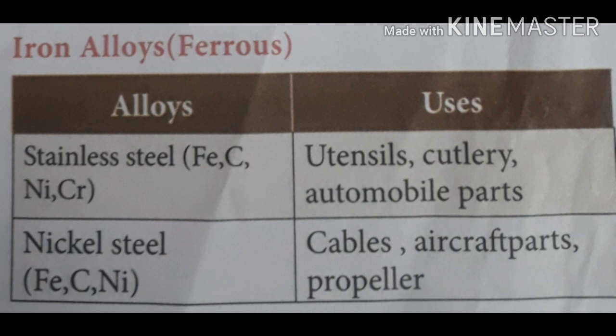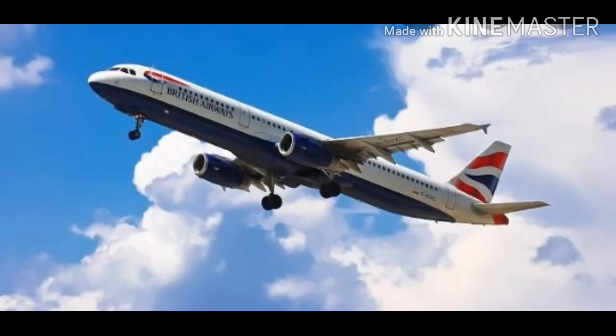Next one is nickel steel. Here the major part is iron, along with the metal nickel and the non-metal carbon. These 3 things are present in it: nickel, iron and carbon. Where is this nickel steel used? The first one is cables. Steel cables. Nickel steel is used for cables, as wires.